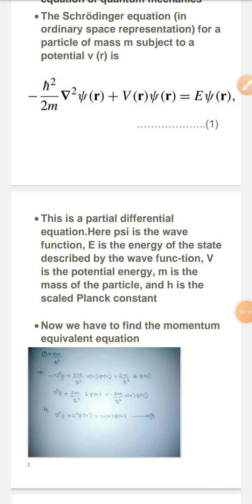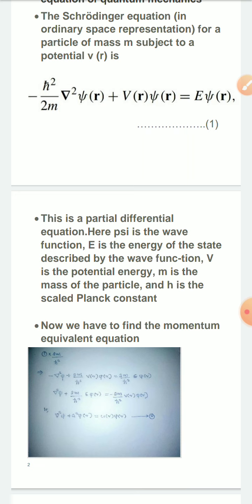The ordinary space representation for a particle of mass m subjected to potential V of r is given by minus h cross squared by 2m del squared psi of r plus V of r psi of r equals E psi of r. That is, in ordinary space representation, the Schrodinger equation is represented by equation 1. So this is a partial differential equation.